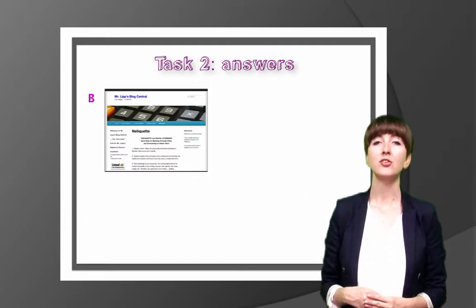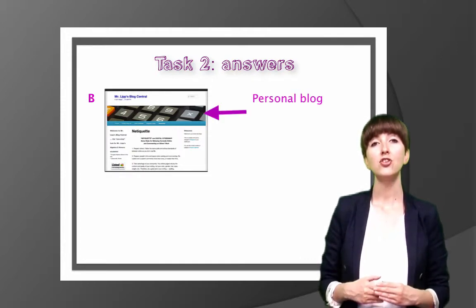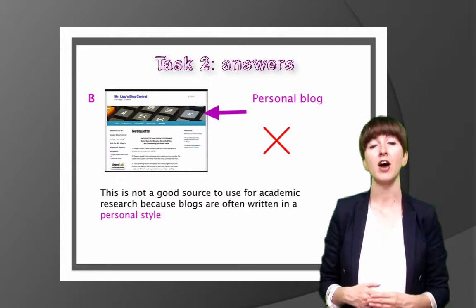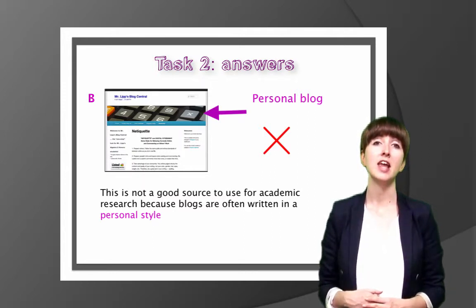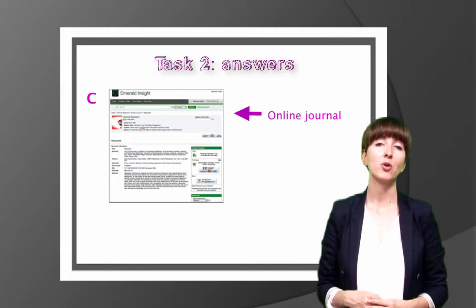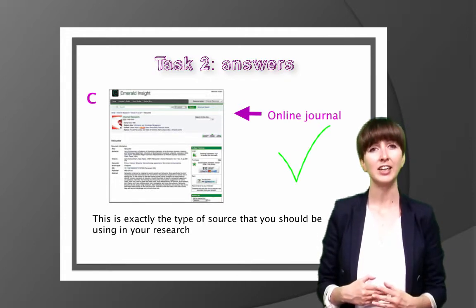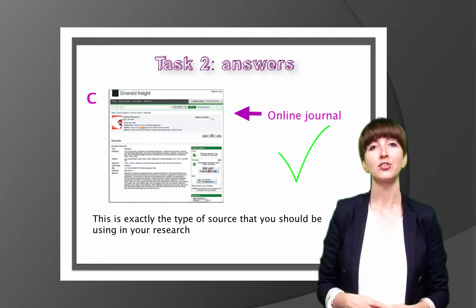Let's look at source B. Source B is from a personal blog. Now this is not a good source to use for academic research because blogs are often written in a personal style. Source C is from an online journal, and this is exactly the type of source that you should be using in your research.